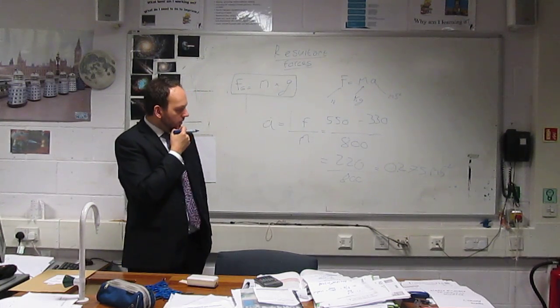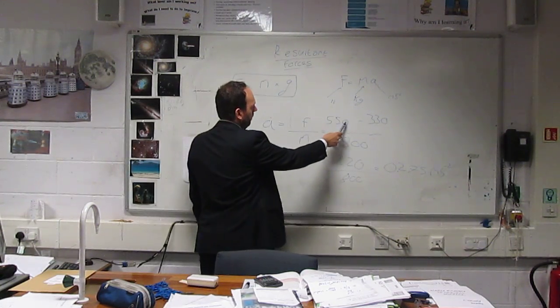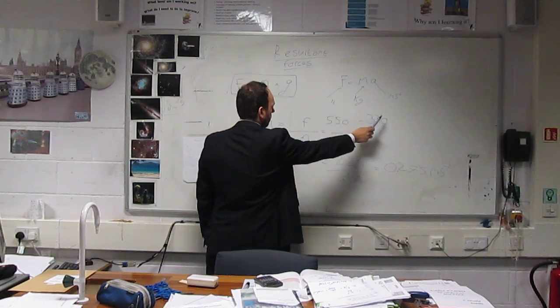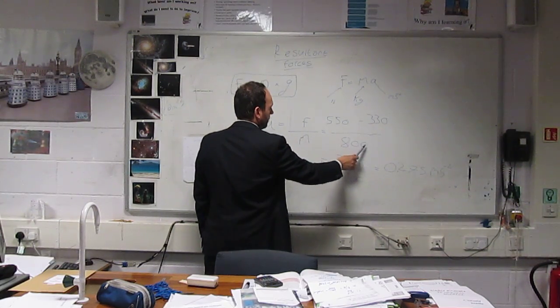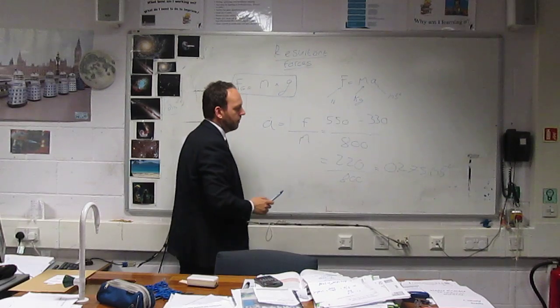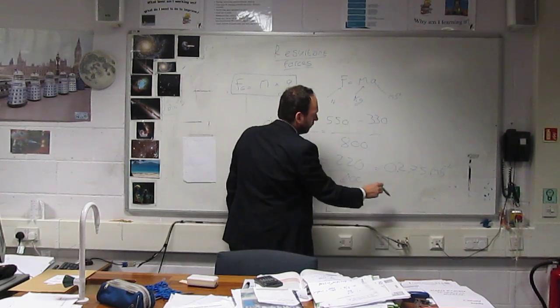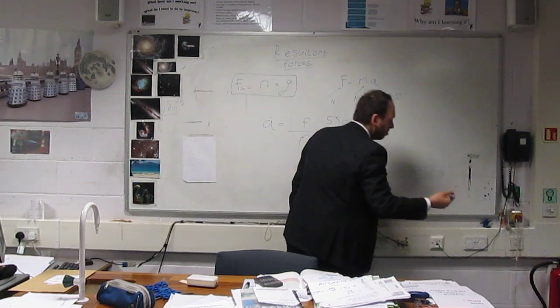Let's check. We started with 1, 2, 3 sig figs, 1, 2, 3, 1, 2, 3. These are measured zeros. We started with 3 significant figures. We finished with 3 significant figures.